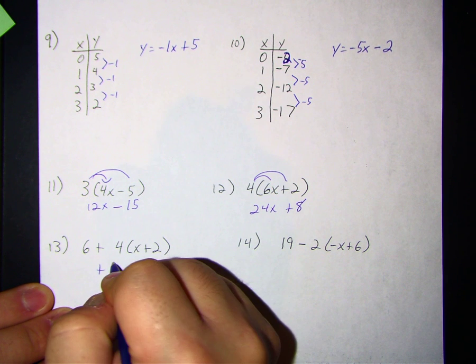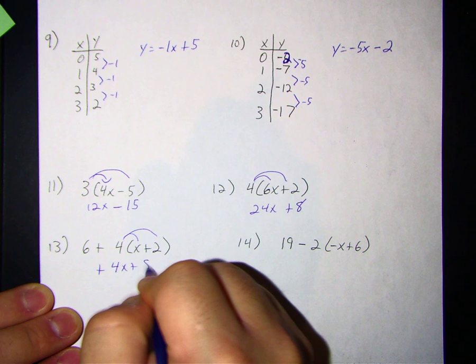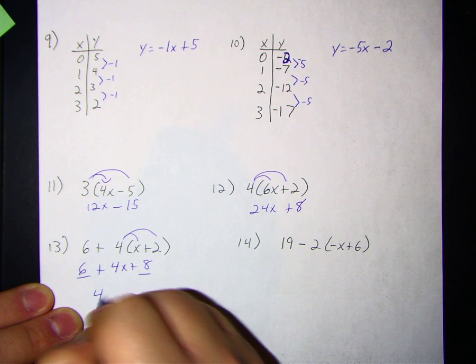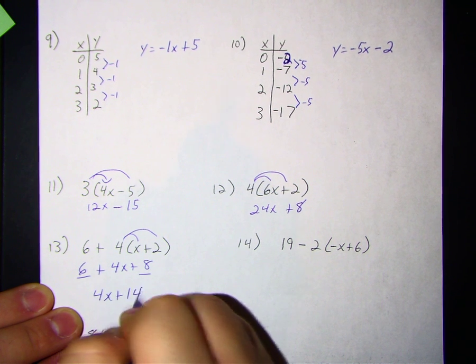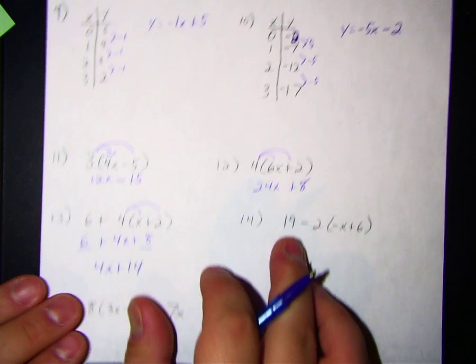Here, you had 4 times x is 4x. 4 times 2 is 8, and then you have to add the 6 at the end. Like terms here, so you get 4x plus 14. I gave some of you partial credit if you were on the right track and just messed up at the end.